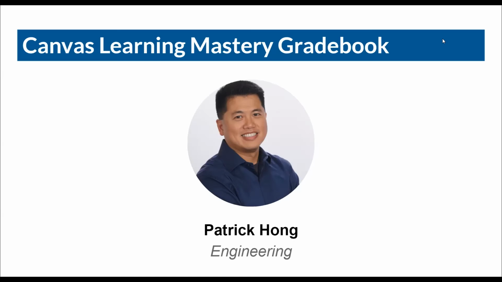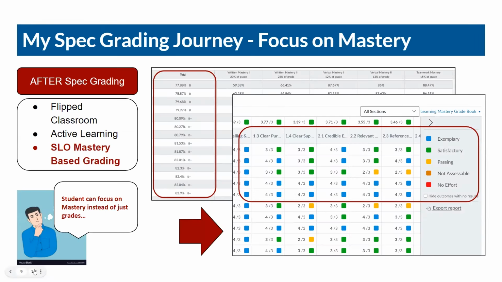So I'm here going to talk about Canvas Learning Mastery Gradebook. And if you recall, how I left the last time was trying to help the students to be less focused on grades, but focus on mastery learning, which is the basis of all spec grading, right? How do you move from grades to specific things that you think the students want to get from you after the class is over?